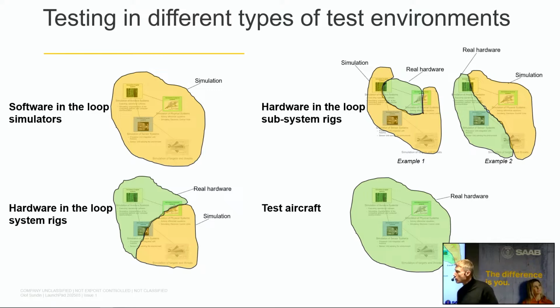Then we have hardware in the loop system rigs, where as much as possible is real hardware. So why is then not everything hardware? Well, for example, if you have like the GPS system, then you have a real GPS and you fly away in the simulation, then the GPS will say that you're right on the same spot, right?